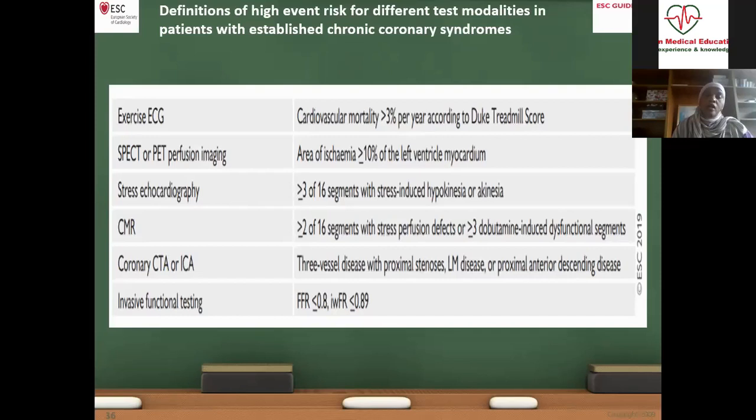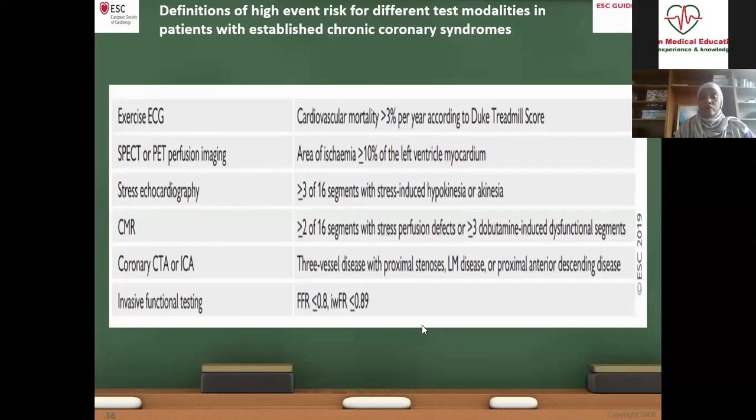invasive procedure. With regard to SPECT or PET perfusion imaging, you have to report information about the percentage of the area of ischemia. So 10% or more area of ischemia of the left ventricular myocardium is significant, and those patients might need further workup. With regard to stress echo, three or more segments of the 16 segments showing stress-inducible hypokinesia or akinesia is a significant finding, and those patients would be considered for coronary angiography.